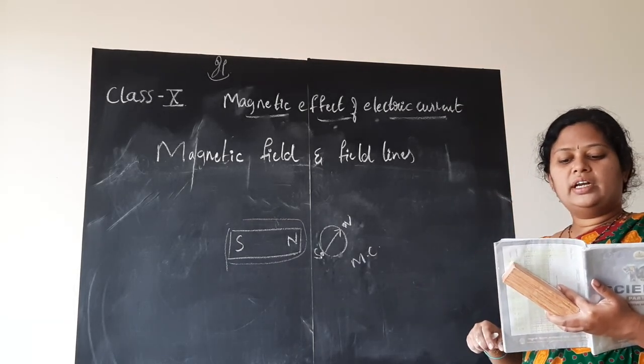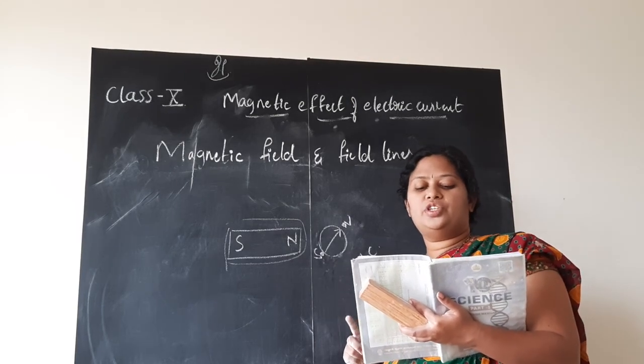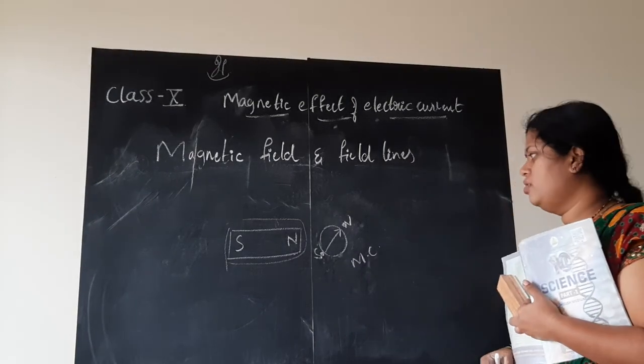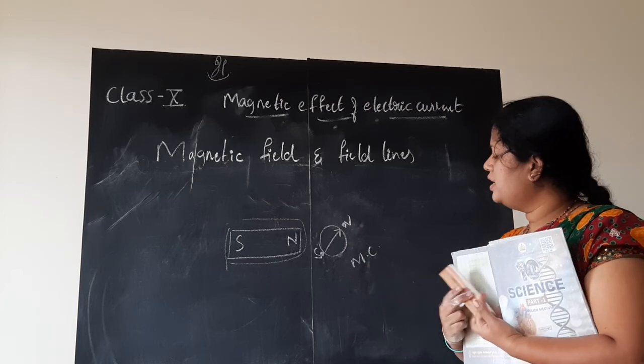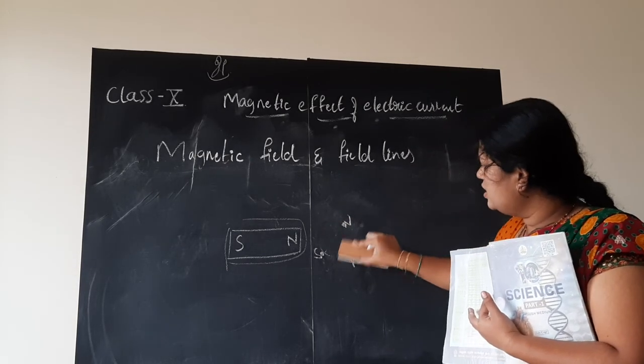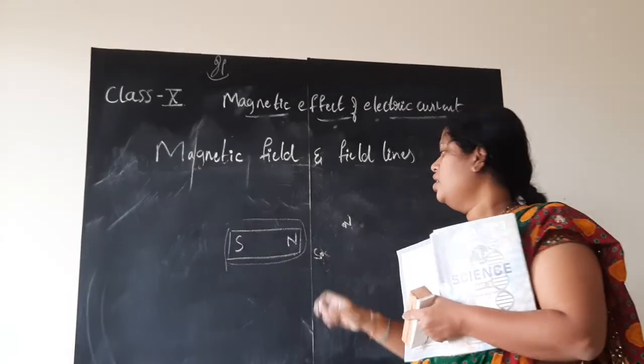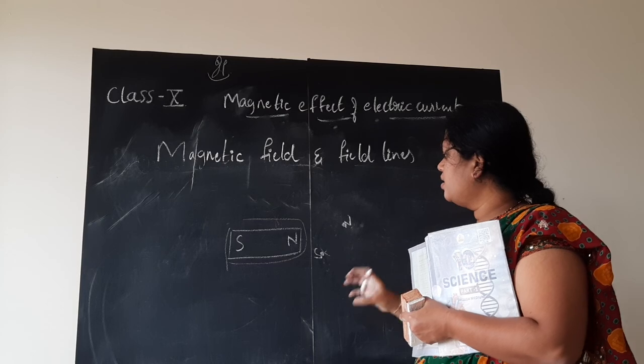Now remove the needle to a new position such that its south pole occupies the position previously occupied by the north pole. I cannot remove the magnetic compass, so I will erase my magnetic compass now. I mark the north and south pole. Okay? I have marked the north and south pole.